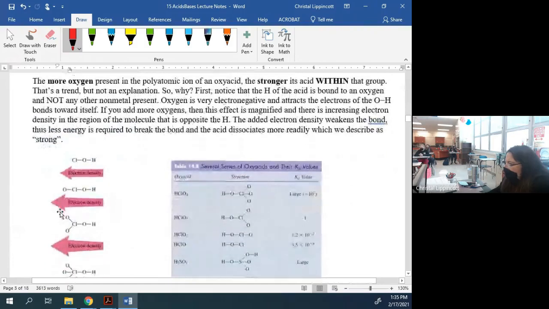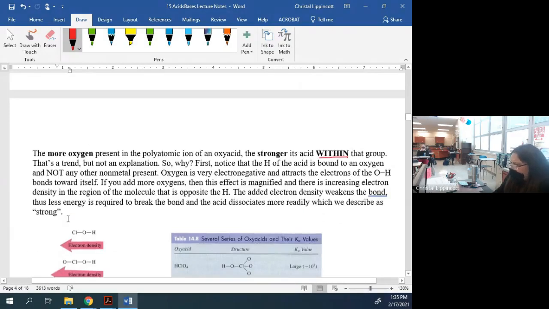All right, so the more oxygen that you have present in a polyatomic ion of an oxyacid, the stronger the acid is within that group. Now do not use that as an explanation. If they give you 2 things and ask which one is a stronger acid, and you say the perchloric is because it's got more oxygen, that doesn't explain it. That's just showing you a trend.